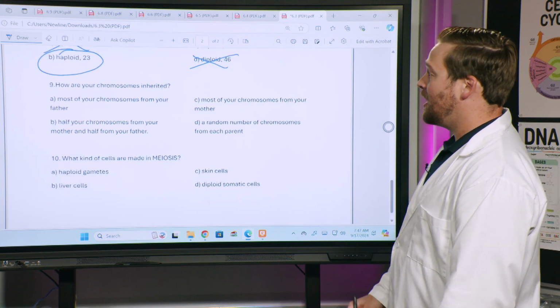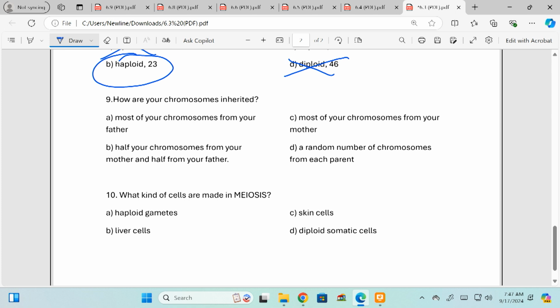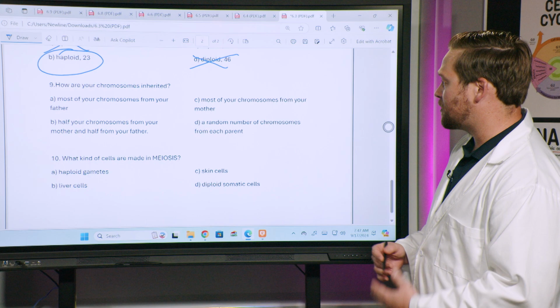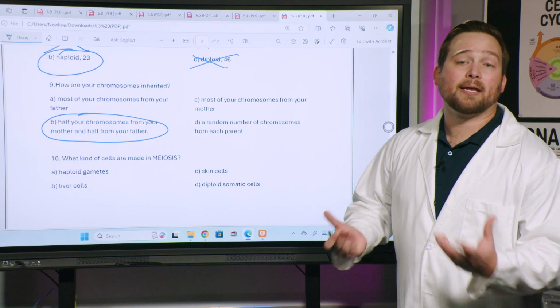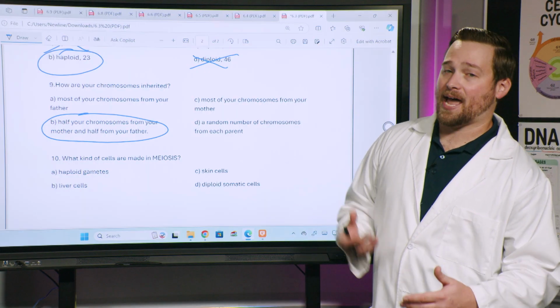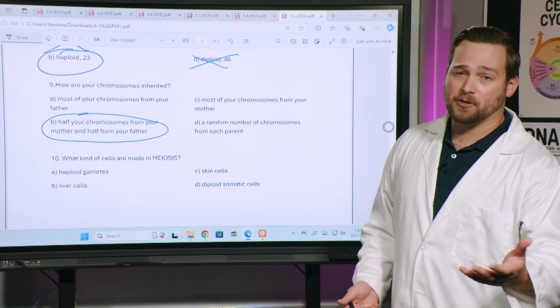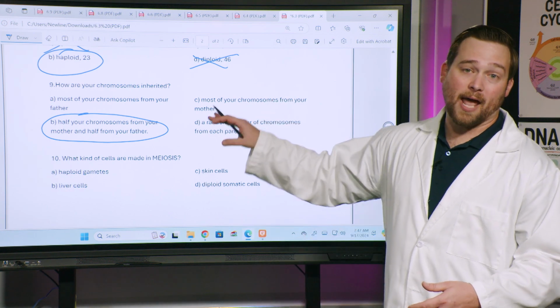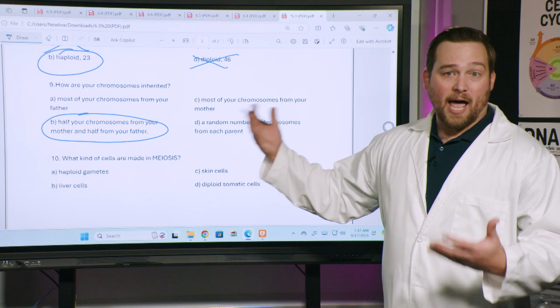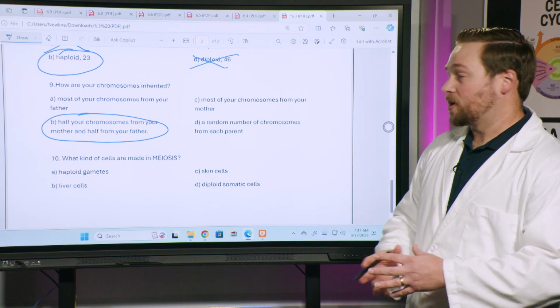Here's 9 and 10. 9 says, how are your chromosomes inherited? Okay, so where are your chromosomes coming from? Okay, any of these look right to y'all? So this one should be half of your chromosomes come from your mother and half come from your father. Okay, this is why you kind of look like either one of them. You might have your dad's eyes, but your mom's hair. Half of your genetic material comes from mom, half comes from dad. This is going to be a lot more important in our next unit when we're doing genetics and Mendel and Punnett squares and stuff like that.